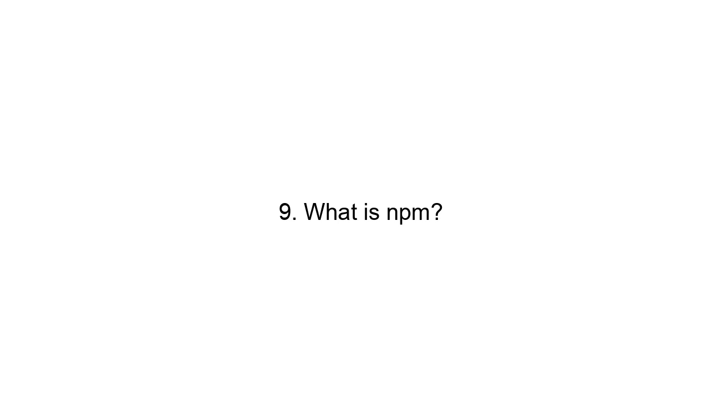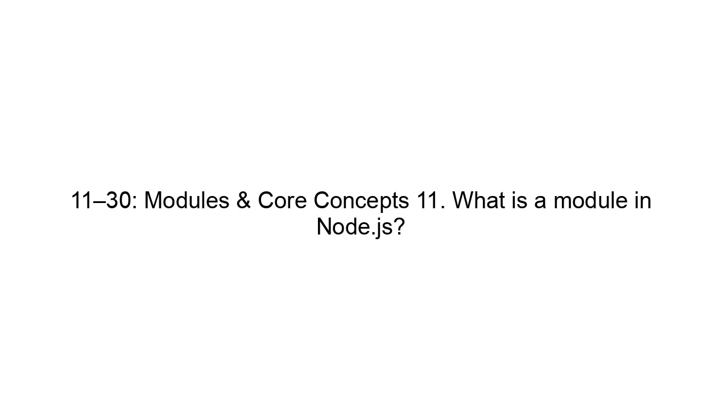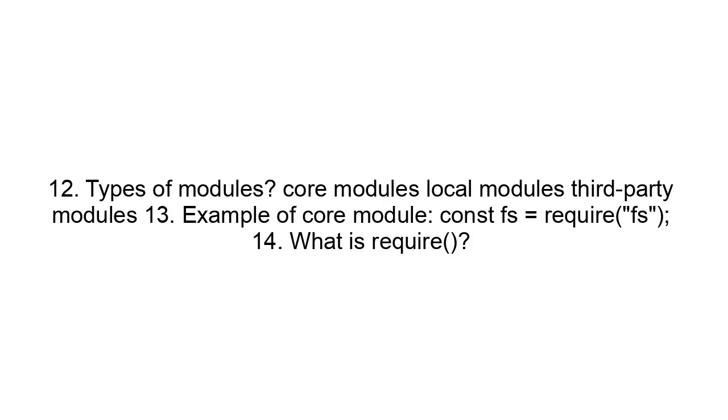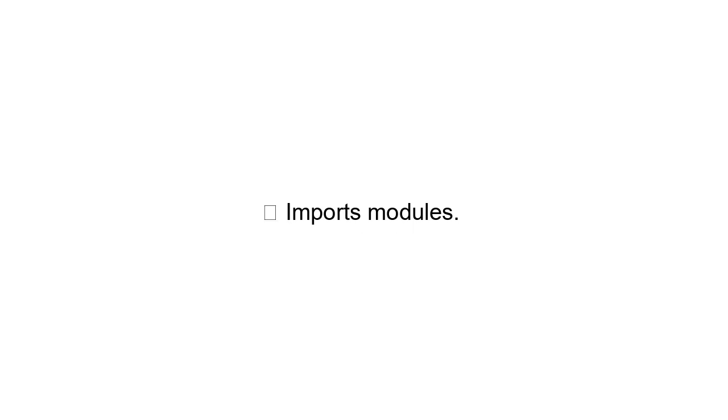9. What is NPM? Node Package Manager. 10. What is package.json? Metadata file for a Node project. Modules and core concepts. 11. What is a module in Node.js? Reusable code file. 12. Types of modules: core modules, local modules, third-party modules. 13. Example of core module: const fs = require('fs'). 14. What is require? Imports modules. 15. What is exports? Exposes module functionality.